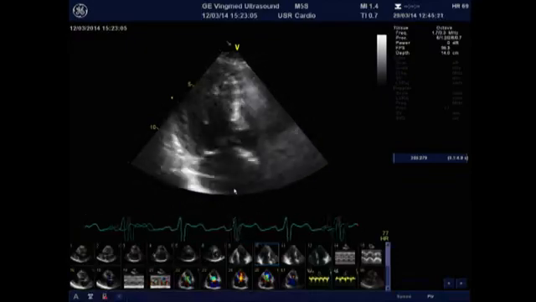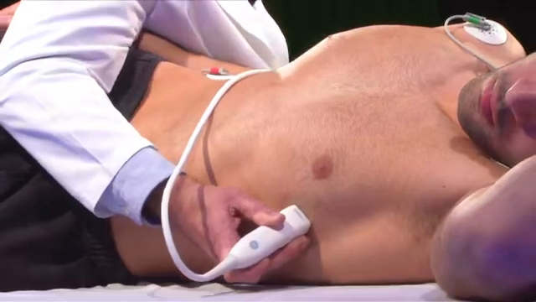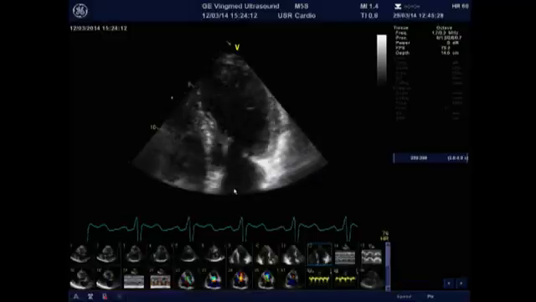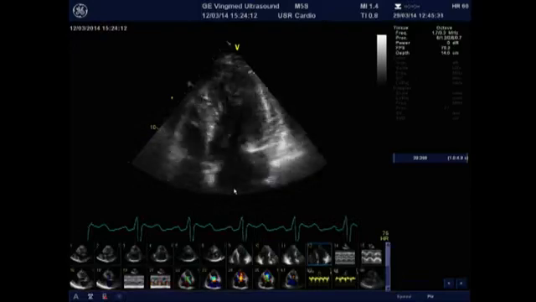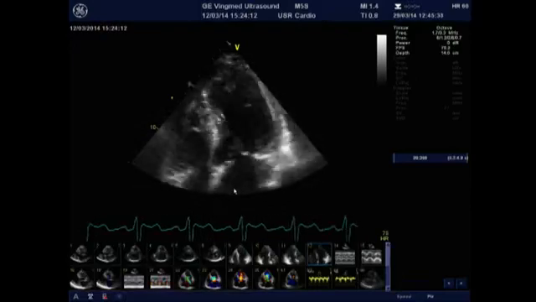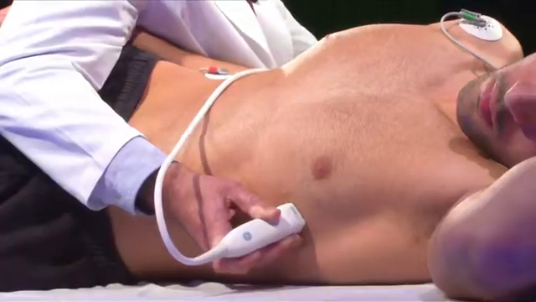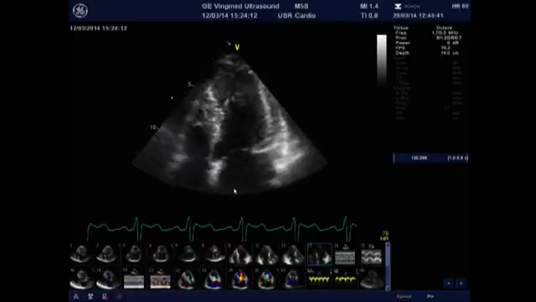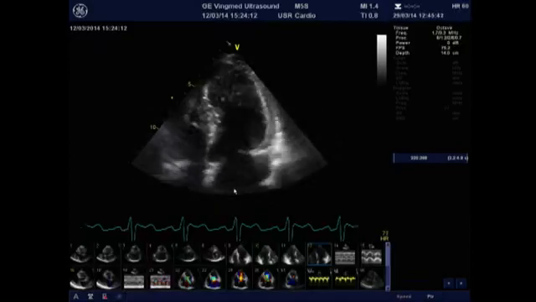Coming back to the four-chamber view, we can again assess anatomy and confirm that the septum is severely hypertrophic, and perhaps here the lateral wall also has increased wall thickness.